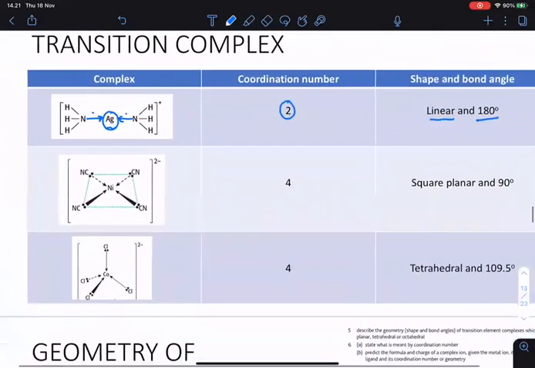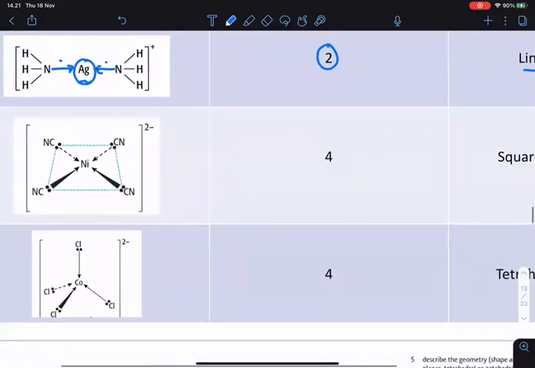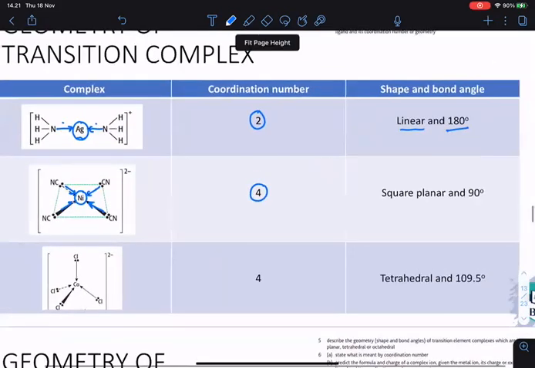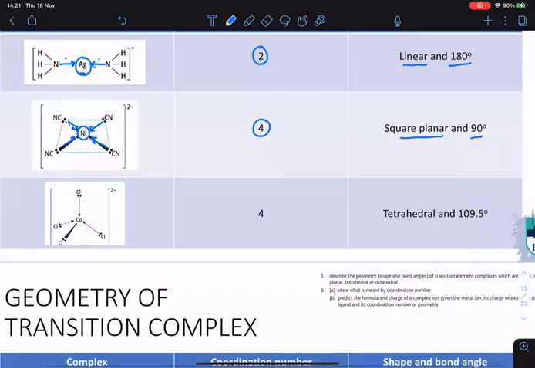So if you look at this example, nickel 2+, with the CN, you can see the coordination number is 4. Why? Because surrounding the nickel, there are 4 dative bonds. So what is the shape? It's known as square planar. Bond angle is 90. So if you move on, this is going to be 4.